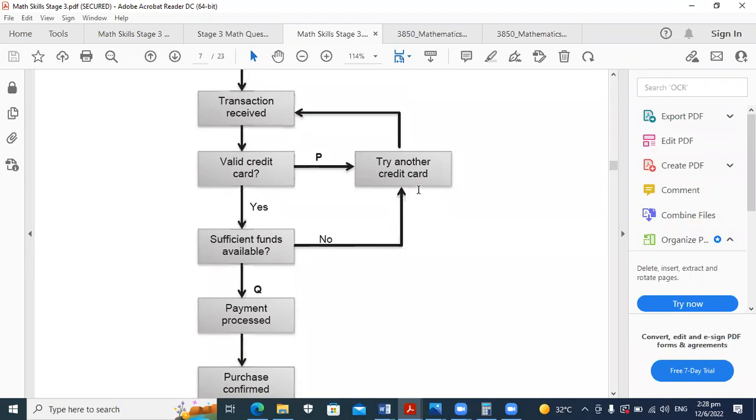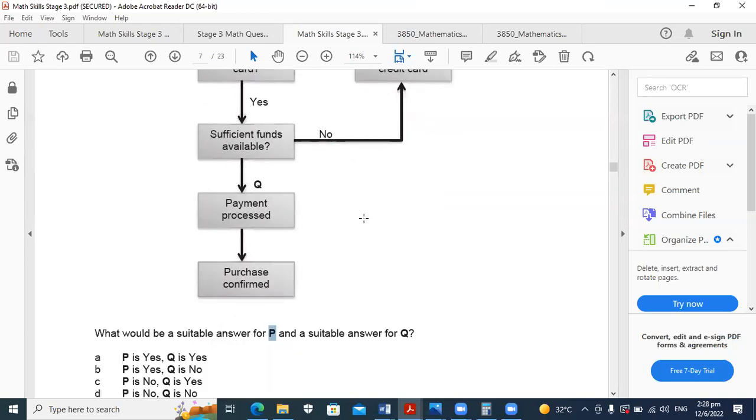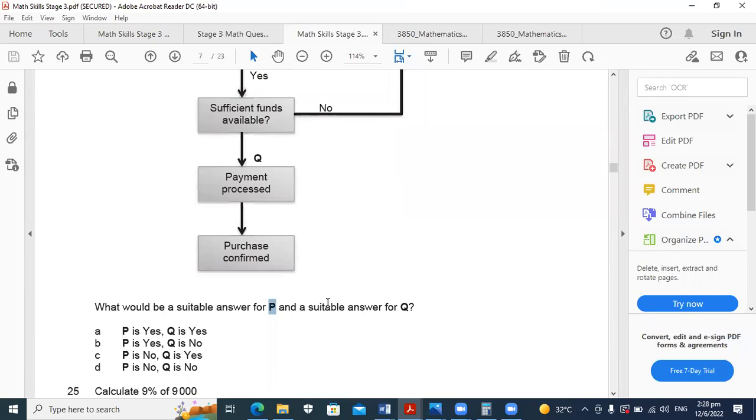Because what they're saying is the credit card may be valid or maybe not valid. Or you could have an invalid credit card and money on it. Invalid means probably they locked it or it's in a process or something. The network is down or something like that. So the answer would have been P for no and Q for yes. So the answer there would be C.